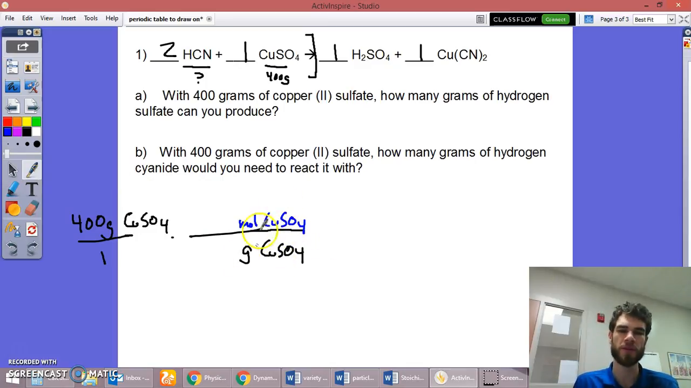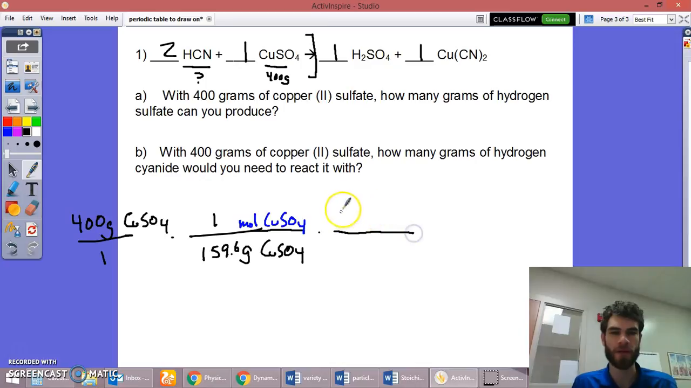Okay, so we've got our units set up. Now we put a 1 here, and then remember how many grams per mole is copper 2 sulfate. In the previous video we found that the molar mass of copper sulfate was 159.6, so I'll just put that right there again. If you want to see how we got it, you can watch the previous video if you haven't already. Alright, so where are we at now? We have grams of copper sulfate to grams.